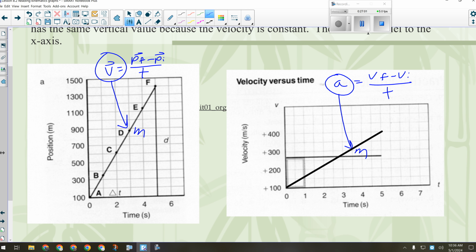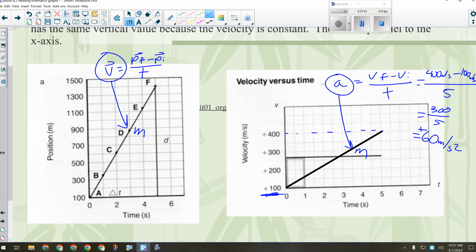So if we were going to do that, we would say the final velocity would be 400 meters per second. The initial velocity would be 100 meters per second. And our time would be 5 seconds. Well, that'd be 300 over 5, which should be 60 meters per second squared. Positive, I think. I'm doing mental math, but I've been pretty good today at my mental math. Everyone okay with that one?